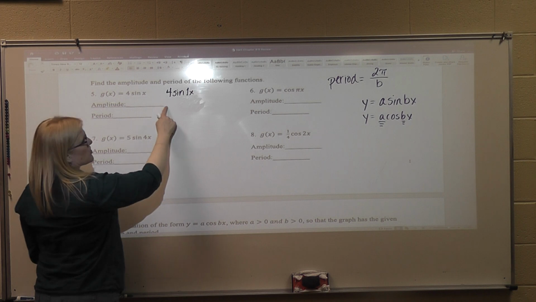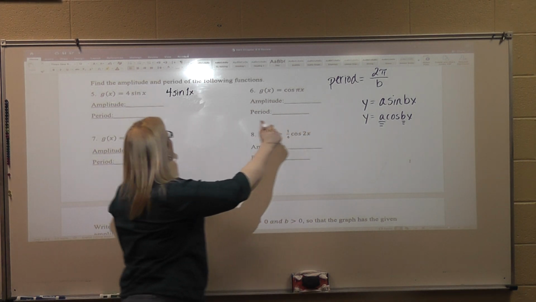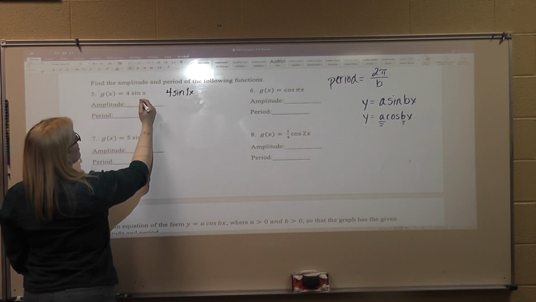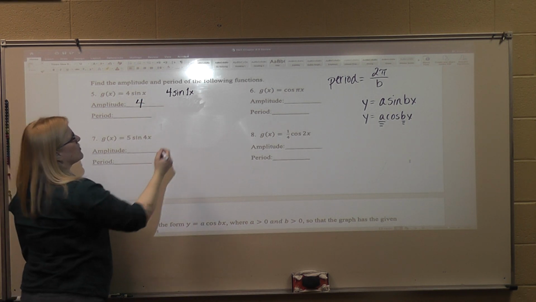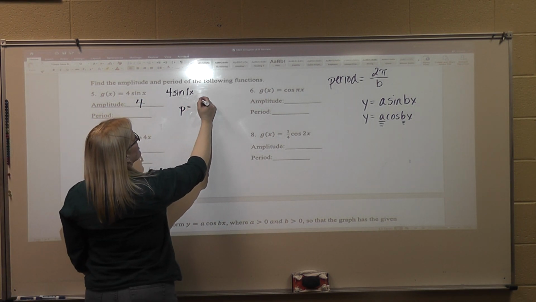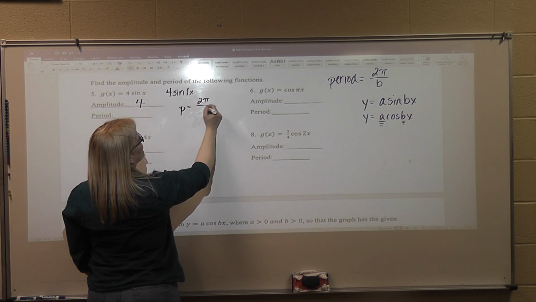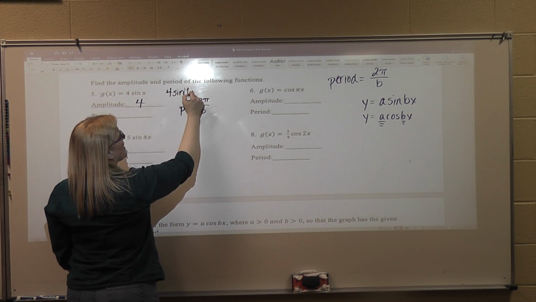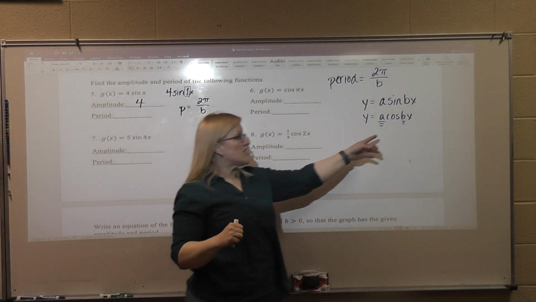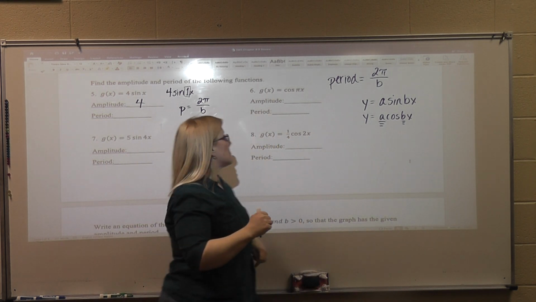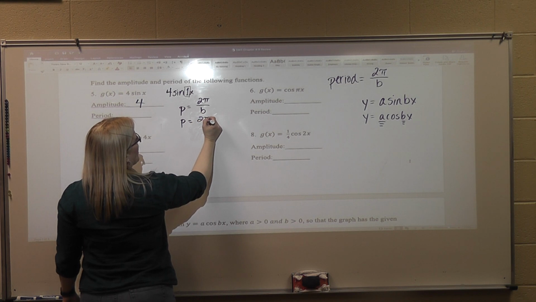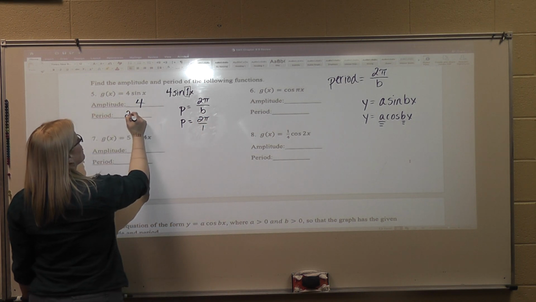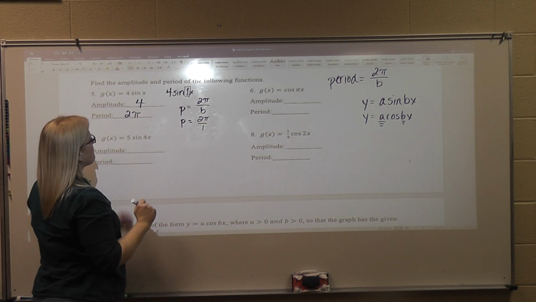Okay, so my amplitude, I come over here, my amplitude is 4. And the period, remember, the period is 2 pi over b. Well, b is the one snuggled up to x, and it's 1. So my period for this is 2 pi over 1, which is 2 pi.